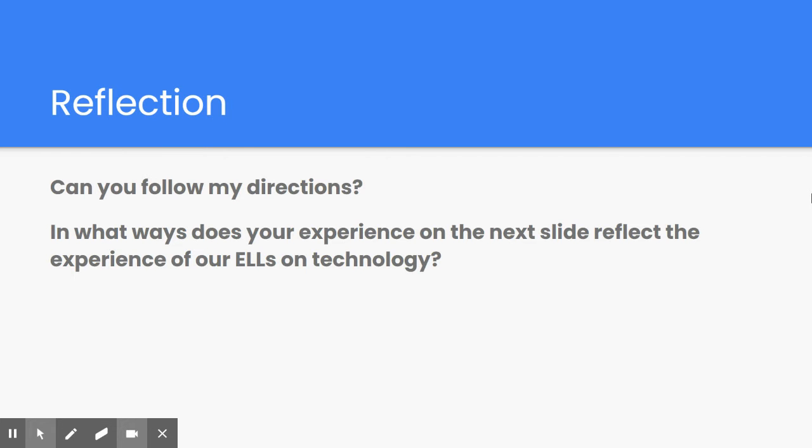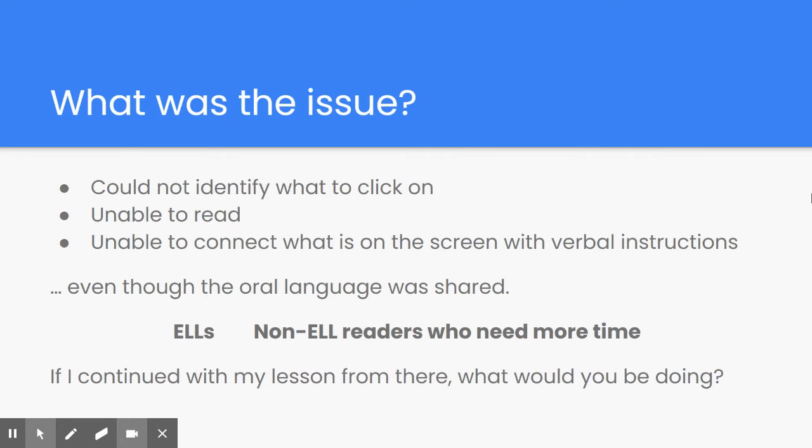Now, if you reflect for a moment whether you could follow my directions and in what ways your experience on that slide reflects our language learners' experience. I'm guessing that some of the things that you're thinking are that you could not identify what you needed to click on, you were unable to read your options on the screen, or you were unable to connect what was on the screen to the verbal instructions that you were hearing. All this, even though the oral language of the last slide was shared. I was speaking in English, and that's a language that you understand with proficiency.